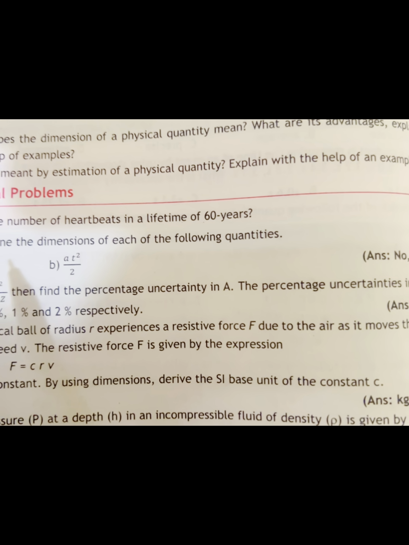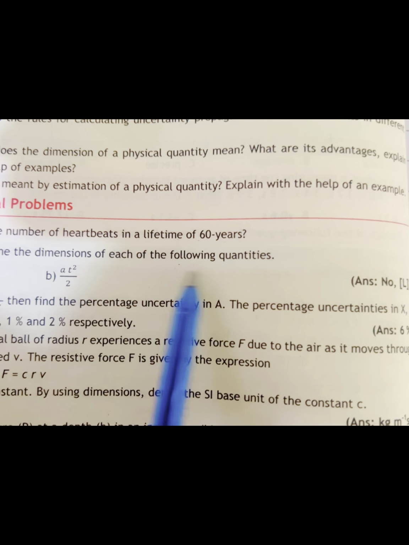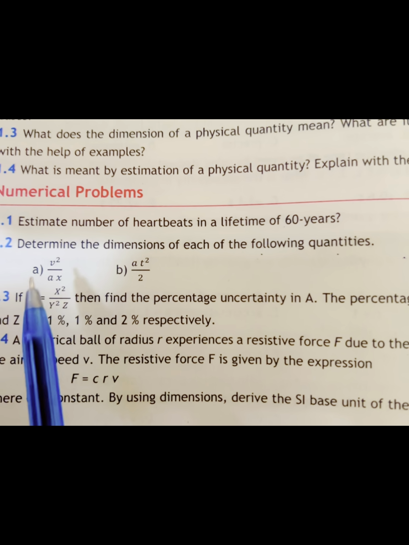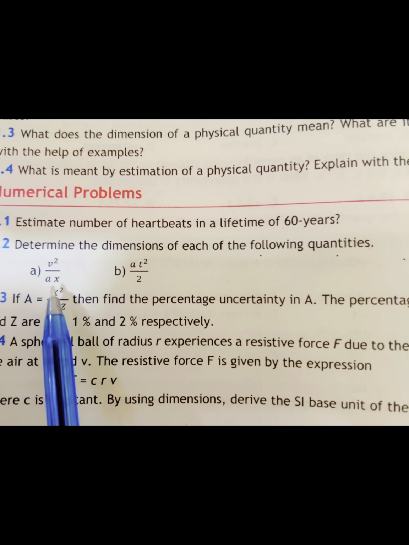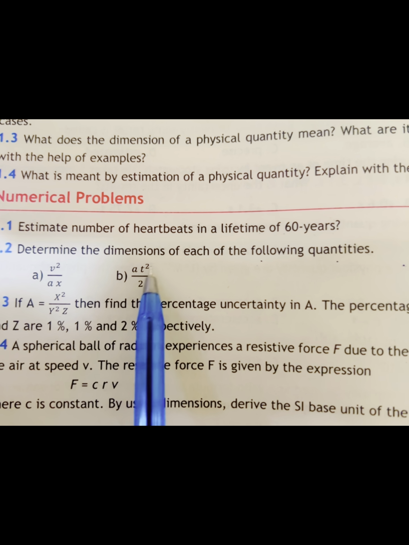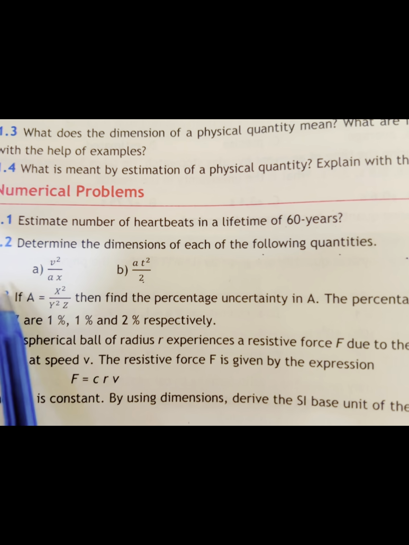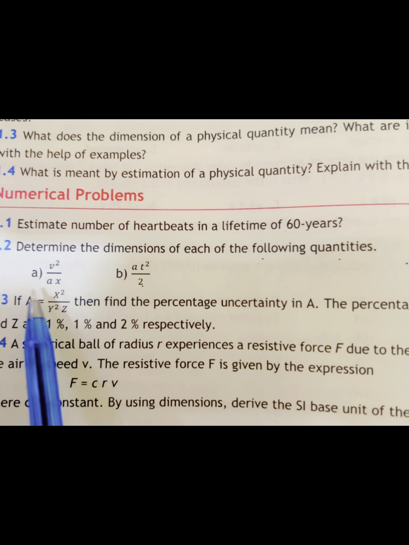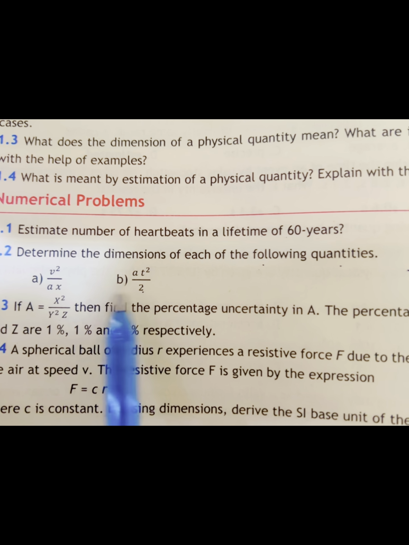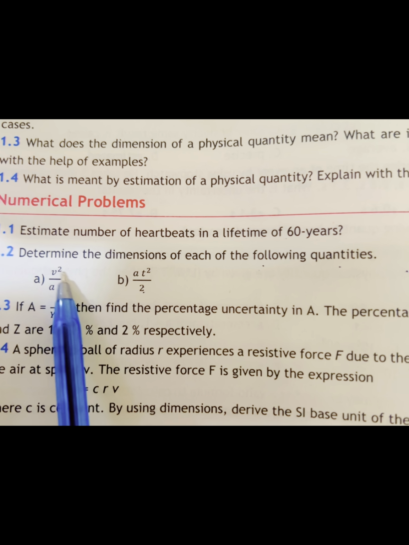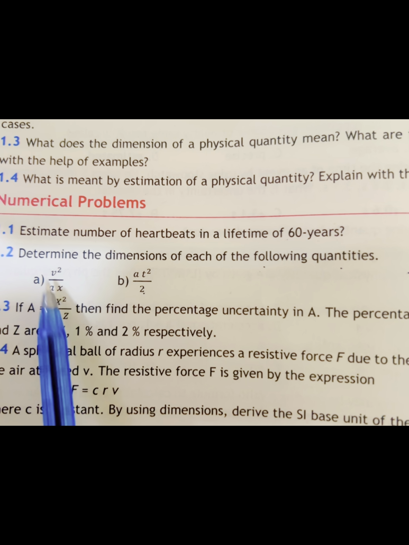Numerical number 2: Determine the dimensions of each of the following quantities. There are two parts. Part A, v square by ax, and part B is at square by 2. We have to determine the dimensions for these two expressions one by one. First, we will take the dimensions for expression A, v square by ax.